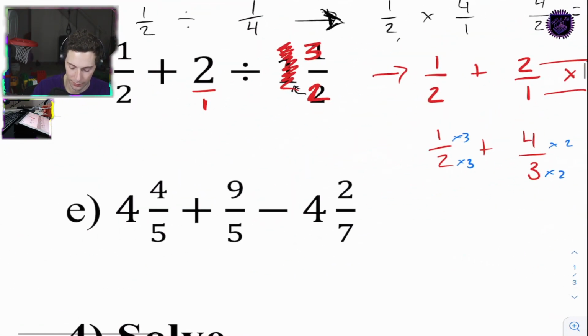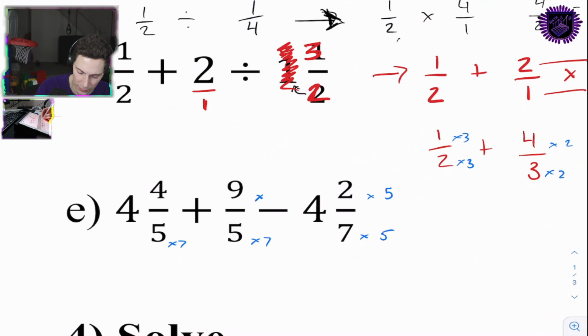Okay, so add, subtract. So because we're only adding and subtracting, we need to find a common multiple between these three numbers, which is going to be 35. 5, 5, 7. They all go into 35. That's the lowest common multiple. So this is going to be times 7, times 7, times 5. And then, of course, we need to multiply those top numbers by the same thing. 7 times 7. And, oh my gosh.